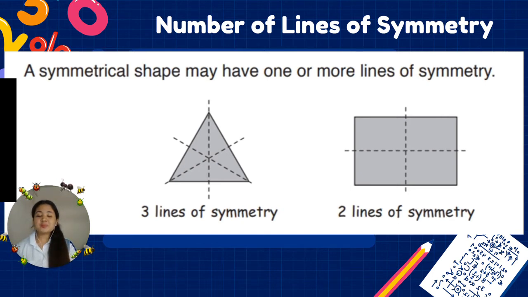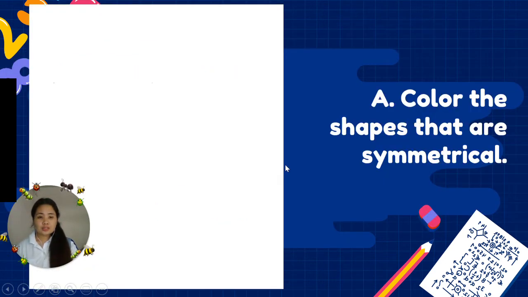Okay, next is a rectangle. How can you put the line of symmetry on the rectangle? This one is the first: you cut it in half, vertically. Then you cut it horizontally. This still has the same shape. So that means a rectangle has 2 lines of symmetry. Okay, good job. Now let's proceed to the exercises.